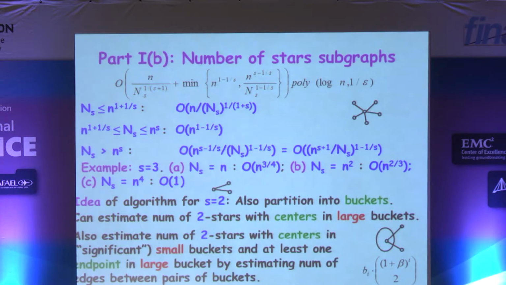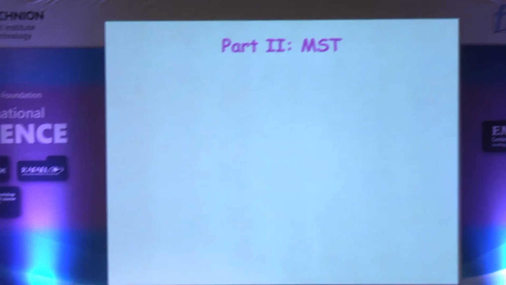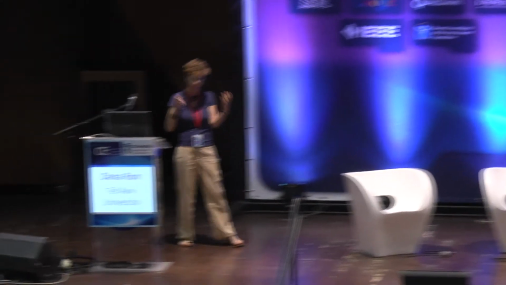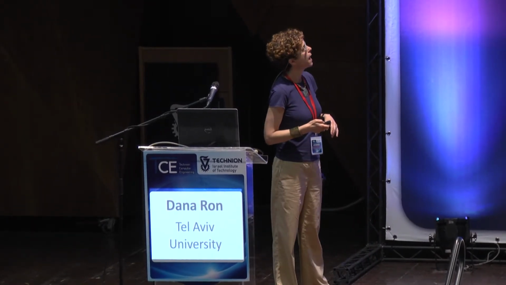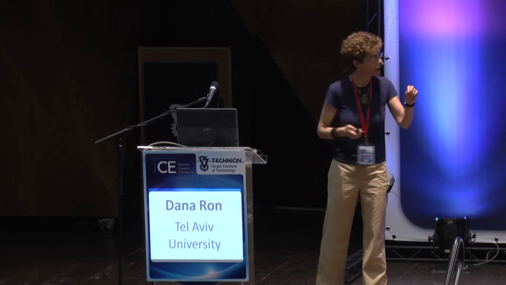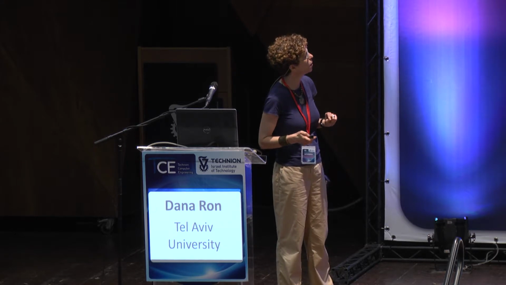Okay, so this was the first part, which gave you a taste of a type of problem and the type of way that we attack it. And let's go to the second graph parameter, also a very basic one, minimum spanning tree. We want to estimate the weight of a minimum spanning tree of a graph. I'm going to consider here graphs with a maximum degree of d, and the weights will be integers between 1 and w.